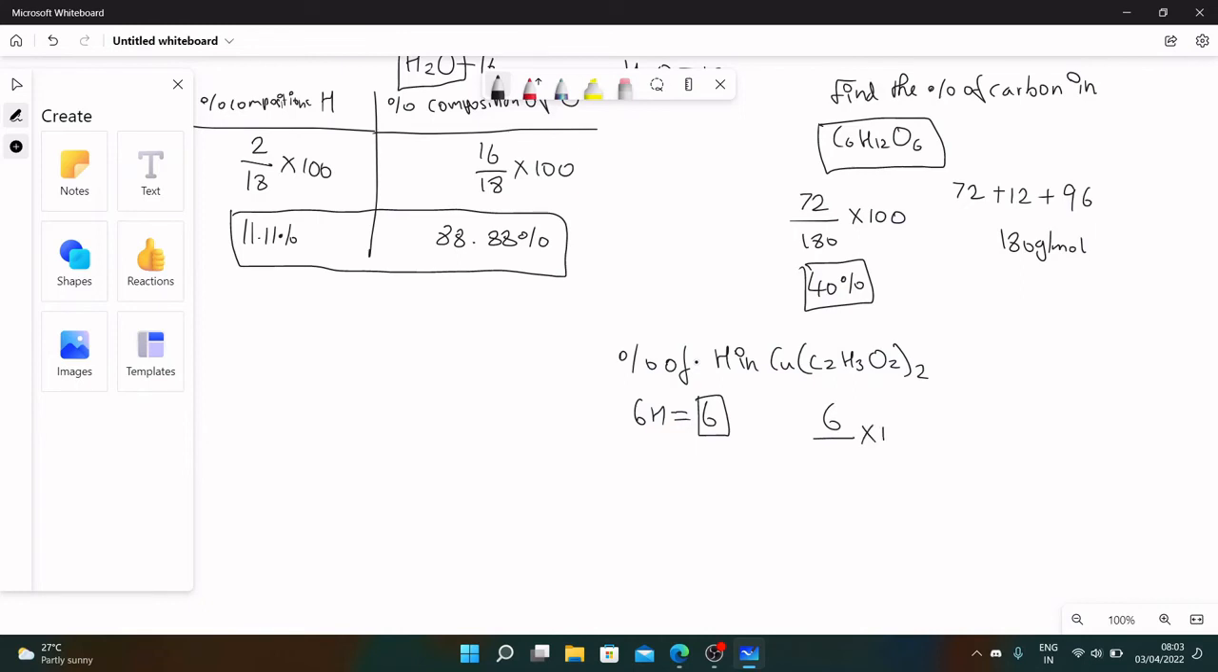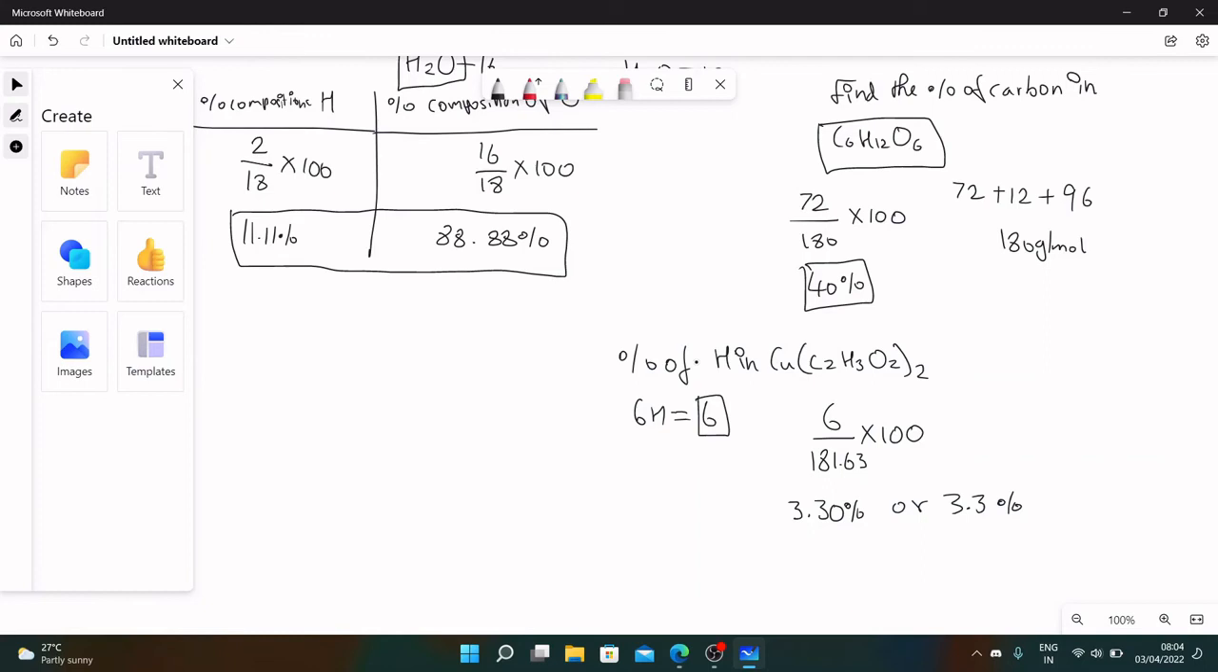6 divided by something into 100 will give you your answer. So we need to find the molar mass of this entire compound. That is cupric acetate. If you do all the calculation, you will get 181.63. I'm not doing it now because we have done it too many times. You should try doing it yourself. It's easy. So 6 by 181.63 into 100 gives you the percentage as 3.30, or you can say 3.3%. That's the composition.